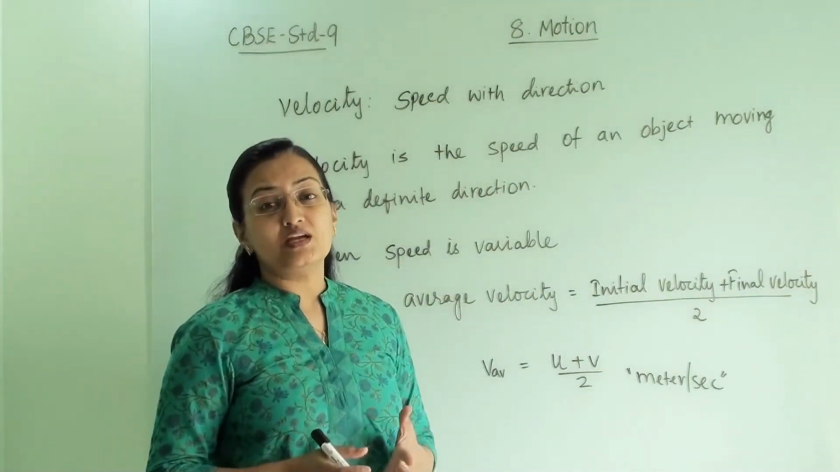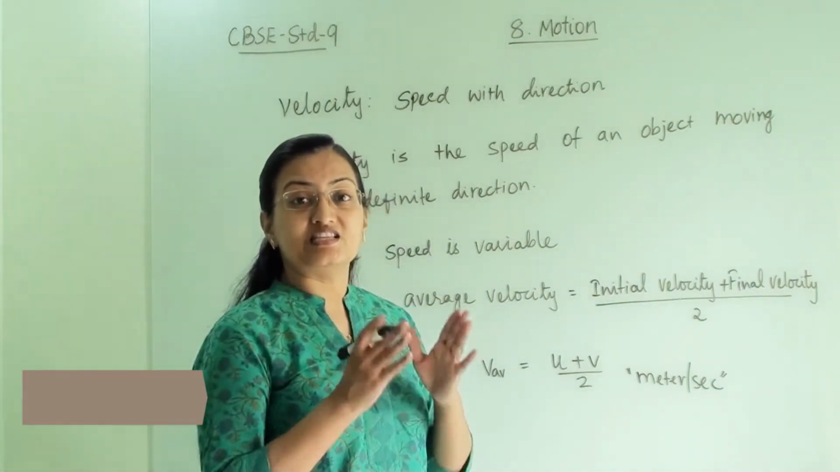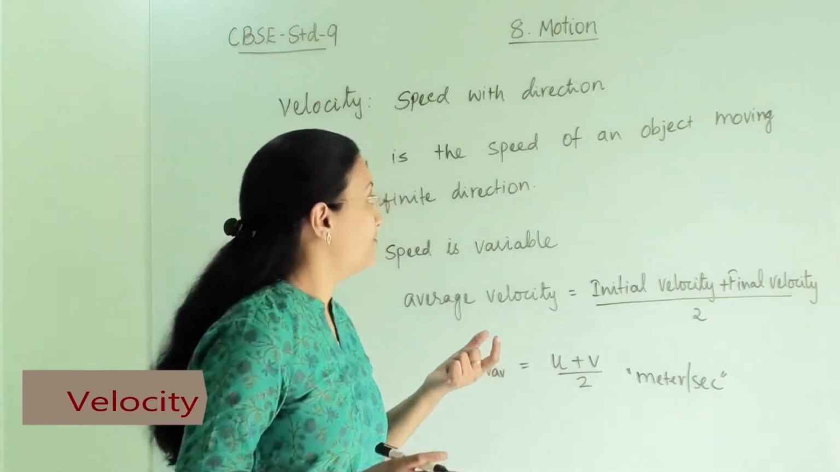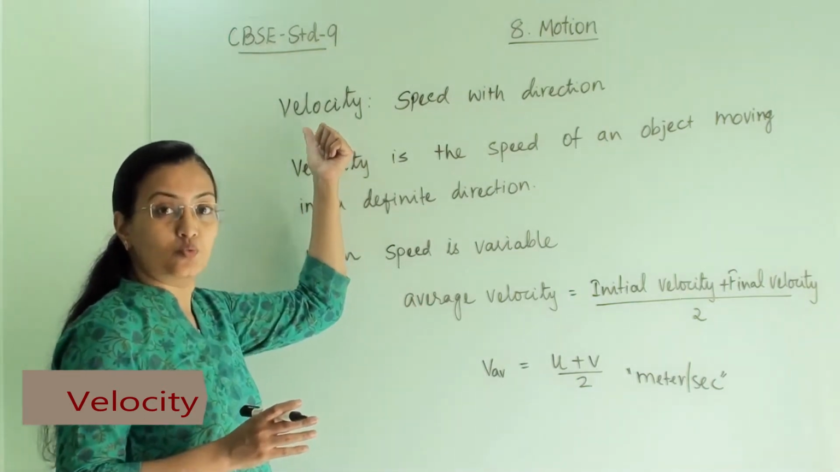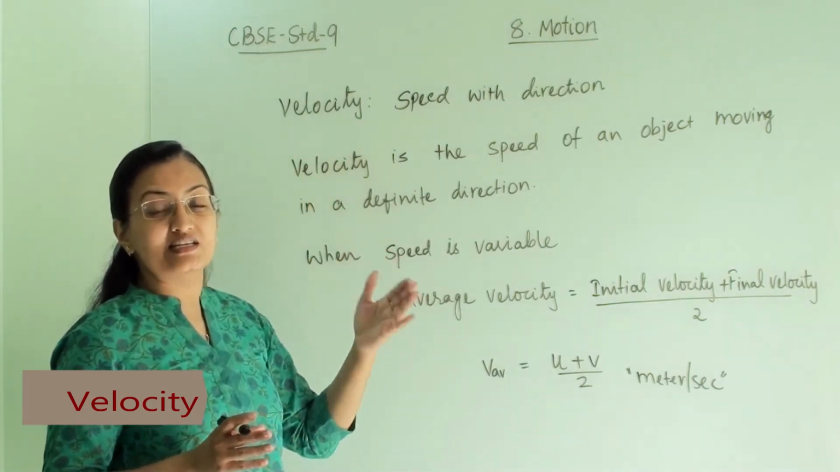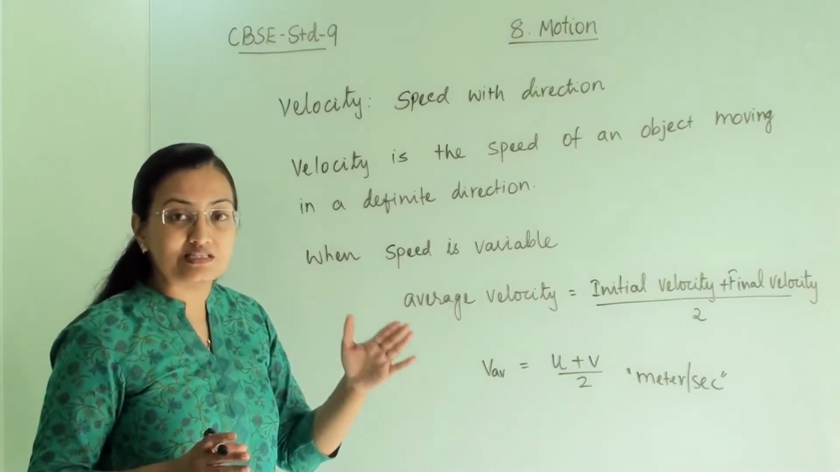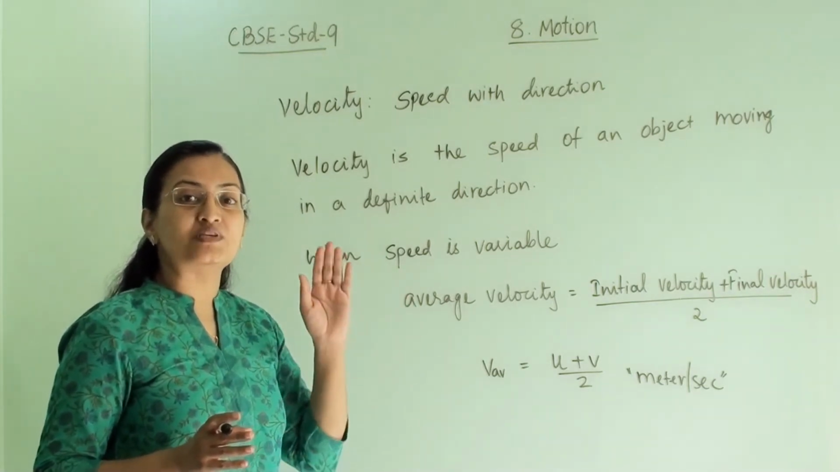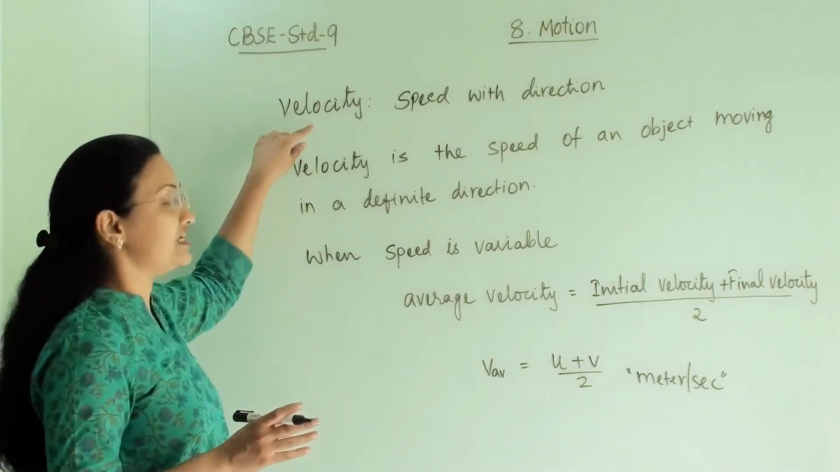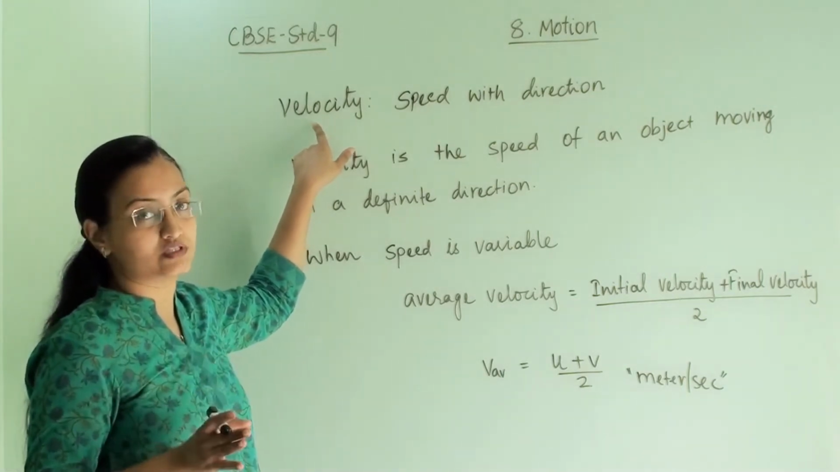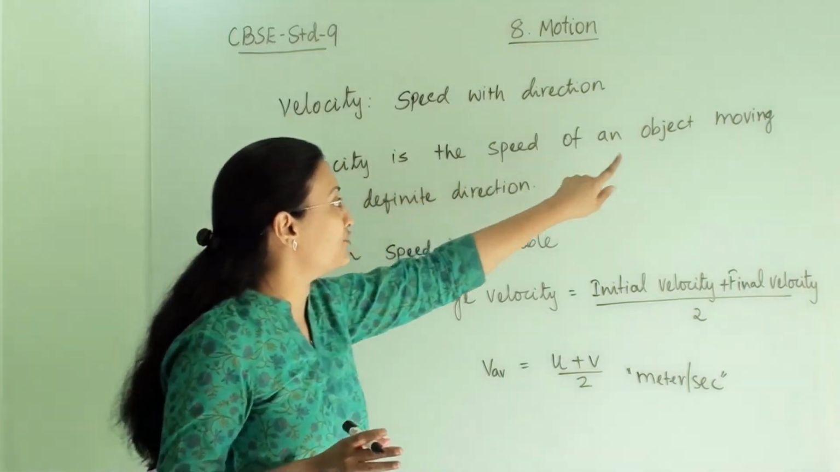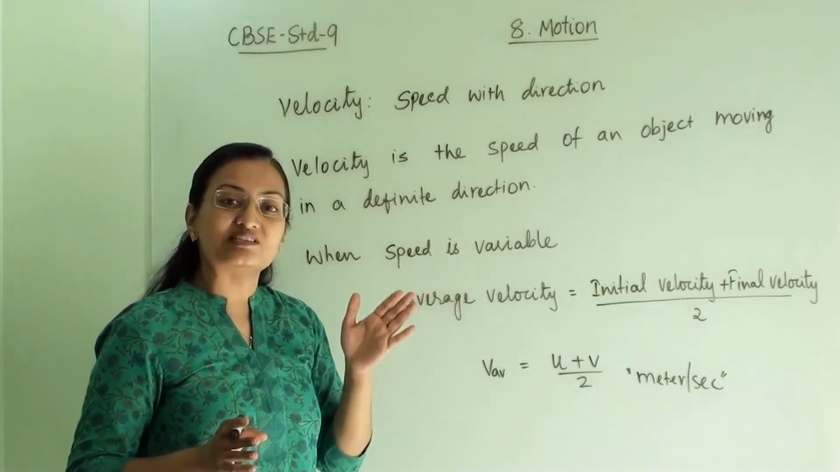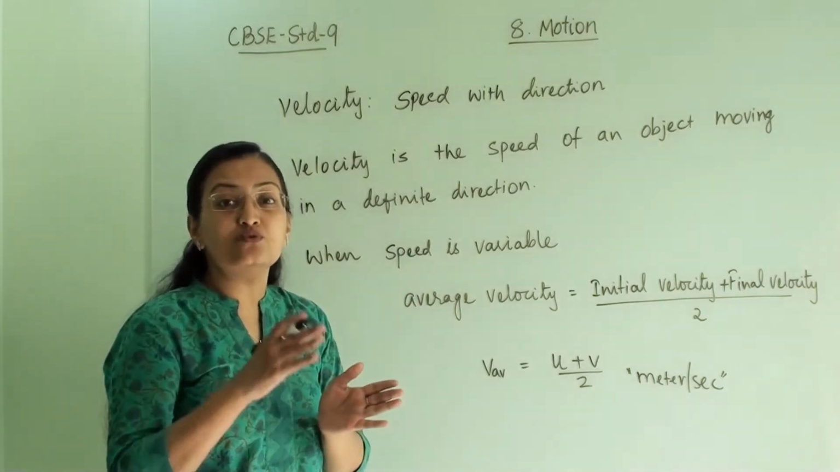So now when speed is there with a direction, that in a specific direction a certain speed is there for any object, then we call it velocity. So what is speed? Speed is distance in a particular time. When this distance in a particular time interval is covered in a specific direction, then that quantity is defined as velocity. So velocity is the speed of an object moving in a definite direction. Simply, what is velocity? Velocity is speed with a direction.